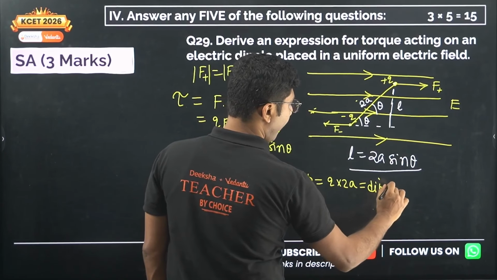Now next question, what is a capacitor? Mention any 2 factors on which capacitance of a parallel plate capacitor depends. A capacitor is an electrical device used to store charges. So a capacitor is an electrical device that is used for storing charges.